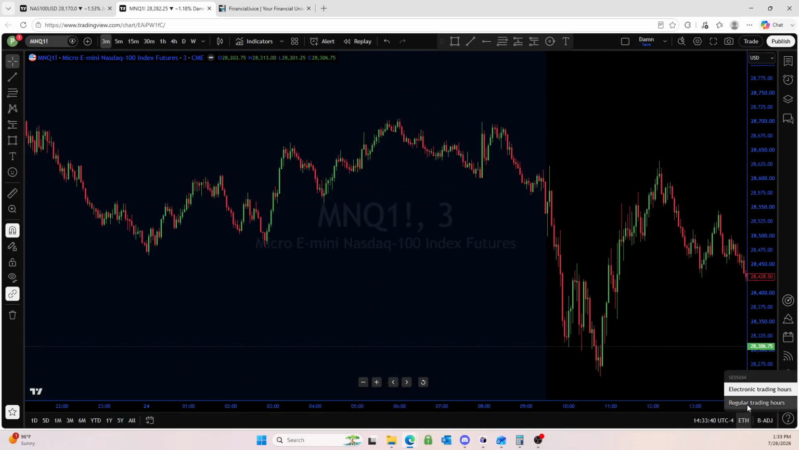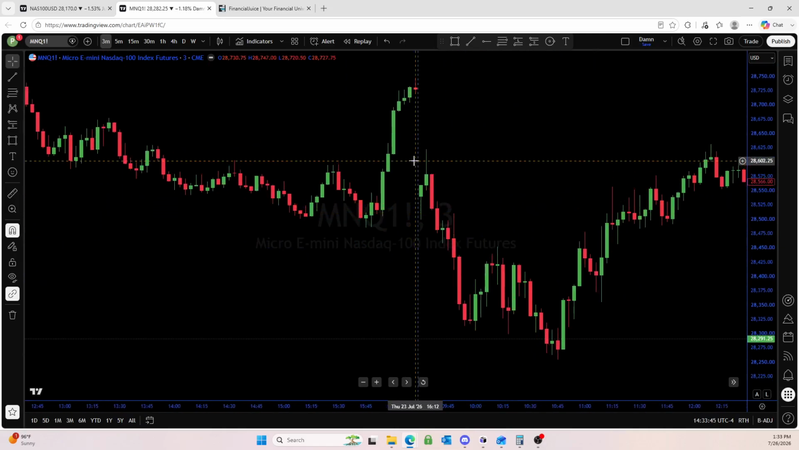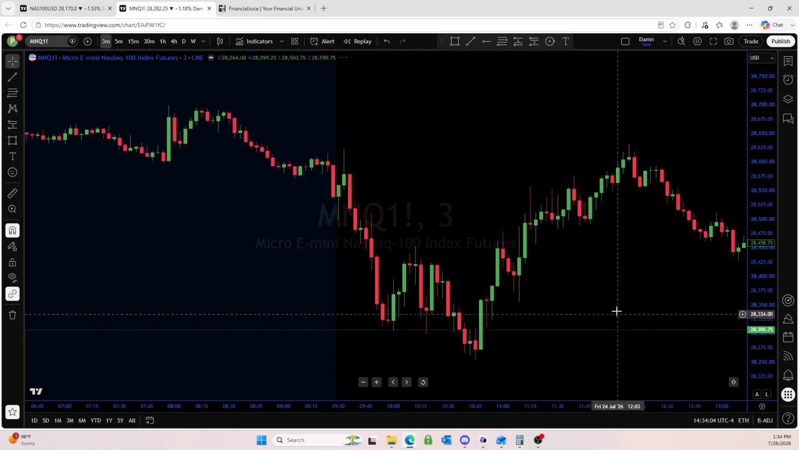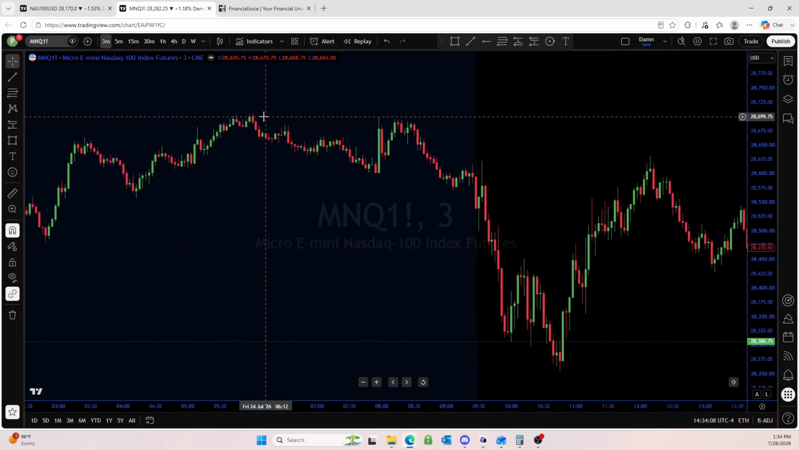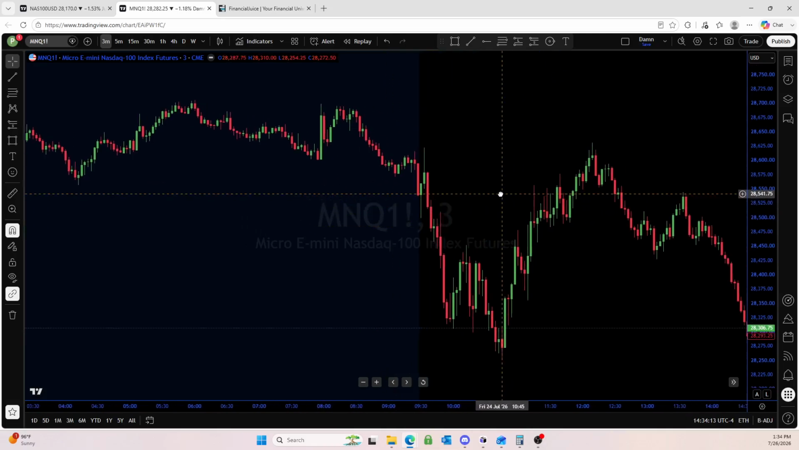If you move this to regular trading hours, you don't see the overnight session at all. You see from where it closed on Thursday, which would be 16:12 Eastern time, until 9:30 in the morning on Friday. So you will miss out on all of the overnight session if you have regular trading hours on. I always keep electronic trading hours on because I like to see what it did overnight. And that's also how I mark out my pre-market highs and lows, my previous day highs and lows, and so forth.